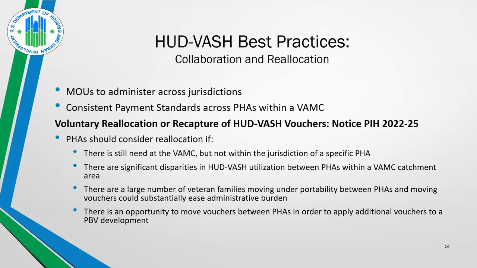Next slide, please. To ensure the optimized efficiency and impact of the program, it can be incredibly helpful for nearby PHAs partnered with a single VAMC to communicate and coordinate between each other to make program administration more seamless and efficient. This can include trying to make their processes mirror each other. It can include setting consistent HUD-VASH payment standards across the region. It can also include HUD-VASH PHAs agreeing to operate within each other's jurisdictions, of course, based on ability depending on state law. And this can be done by entering into an MOU or an MOA between each other.